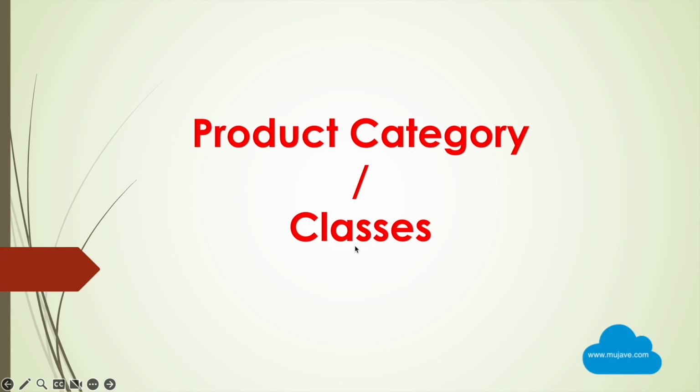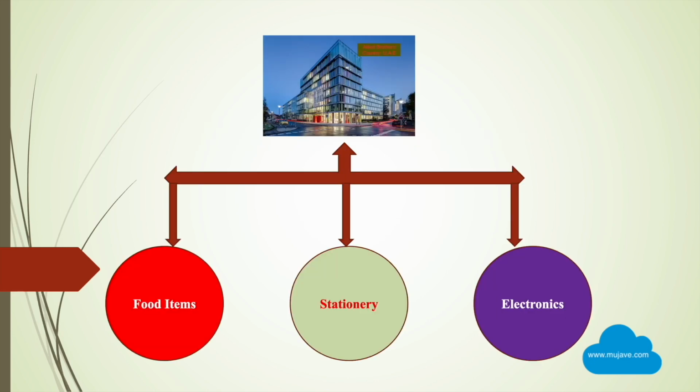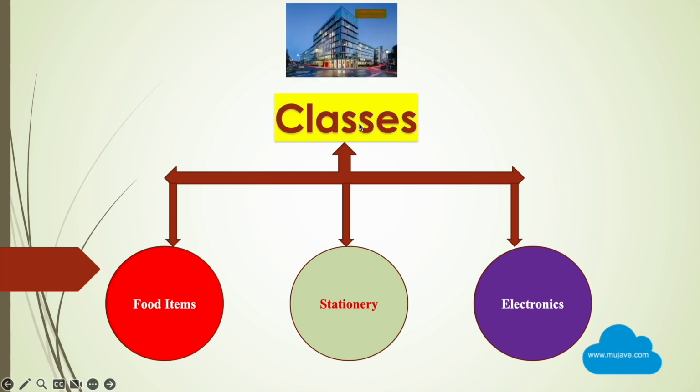In NetSuite there are 4 different types of category. They are department, class, location and subsidiary. And this class is used to differentiate the type of products. For example, here in Allied Brothers we deal with different types of items such as food items, stationery items and electronic items. These are called classes. The purpose of this class is to make the report at the end.